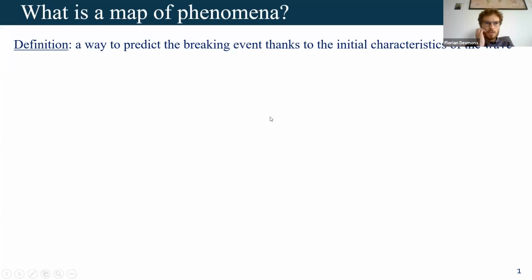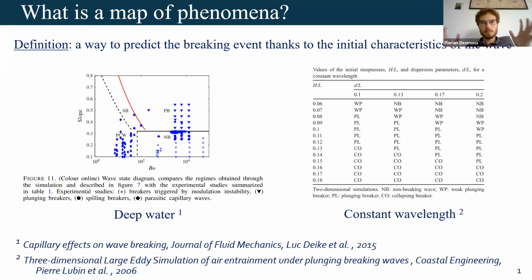So, first of all, what is a map of phenomena? For me, a map of phenomena is a way to predict the breaking event thanks to the initial characteristics. It can be the wavelength, the wave steepness, the Bond number, etc. When I started my thesis, I found these 2 maps of phenomena that exist in the literature. The first one, on the left, was created by Luc Deike in 2015. It is the most recent and the most complete one.